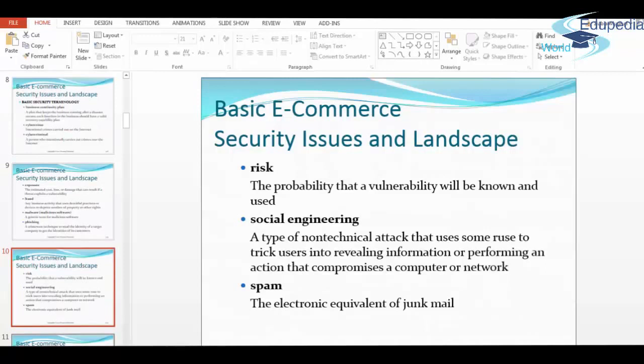Basic e-commerce security issues and landscape. Risk, okay, that's a risk. There are many websites that will calculate the kind of risk you have posed on your website, and they will give you an evaluation report, and many red flags will be shown, and your website will be marked with those red flags, and those red flags will actually explain what the risk is associated with that point and how you can solve it.